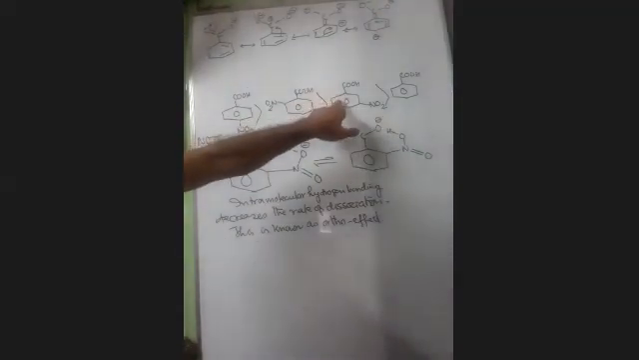So a meta electron withdrawing group or electronegative element in the meta position does not help in the stabilization of negative charge. But as a whole, it makes this ring electron deficient. So the ring now starts pulling electron. Understood now? Yes, sir. Thank you, sir.